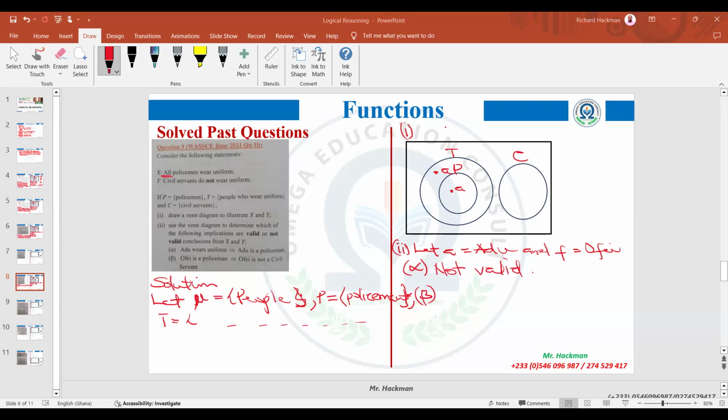Beta. Okay, let's get the placement of Ofe, F.